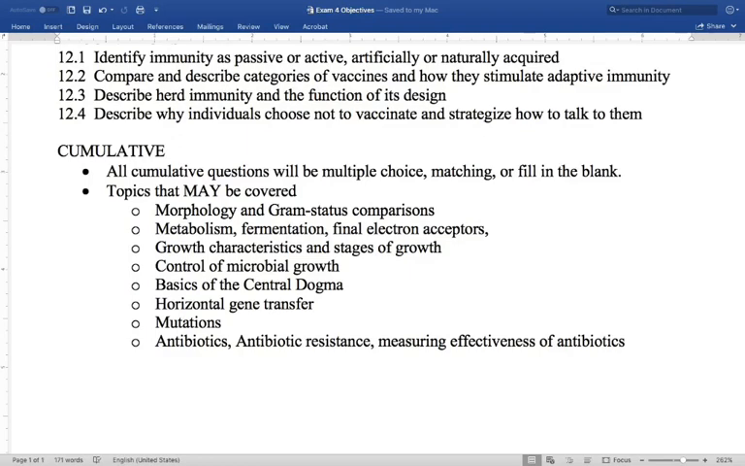Things that won't be on here are some of the general chemistry concepts that we've covered. I won't be going back and asking questions specifically on the microbiome, nor will I necessarily be asking questions about microbial evolution. But the basic concepts that we've talked about in these sections may be covered on the exam.